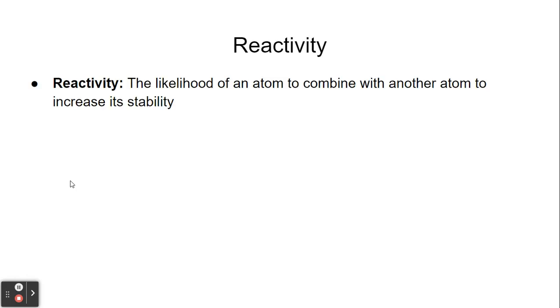Reactivity is an interesting trend because it's going to be different for metals and nonmetals. The definition of reactivity is just the likelihood of an atom to combine with another atom to increase its stability. For metals, we have to remember that metals want to lose electrons when they react. Metals, remember, are on the left-hand side of the periodic table. Something like an alkali metal only has one valence electron. Alkaline earth metals have two valence electrons, which is our second group. So the alkali metals want to lose one electron, the alkaline earth metals want to lose two electrons, and so on and so forth.